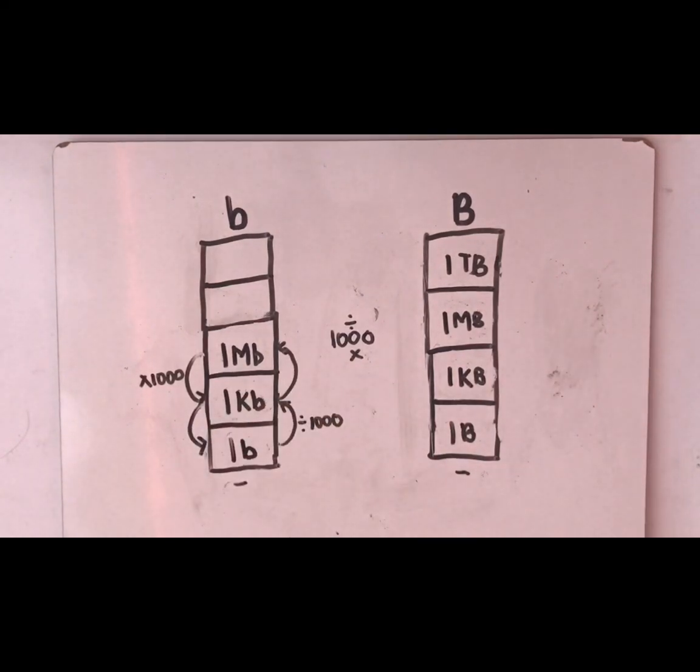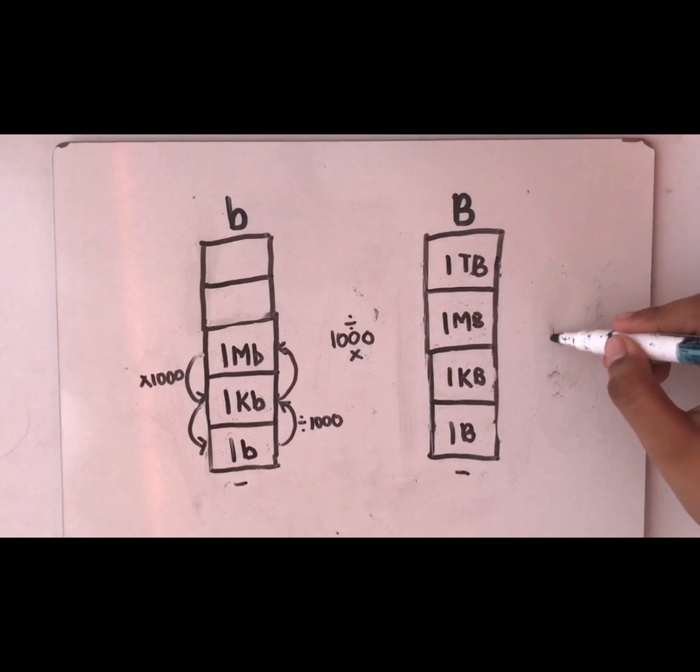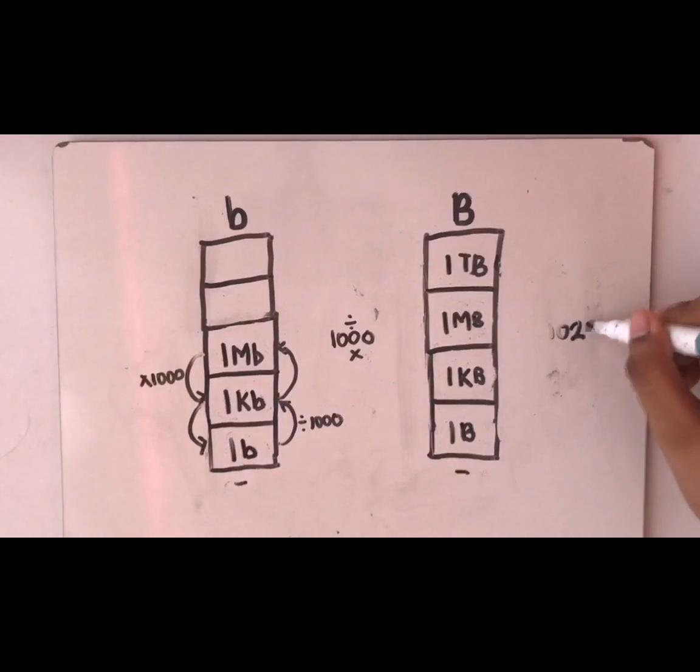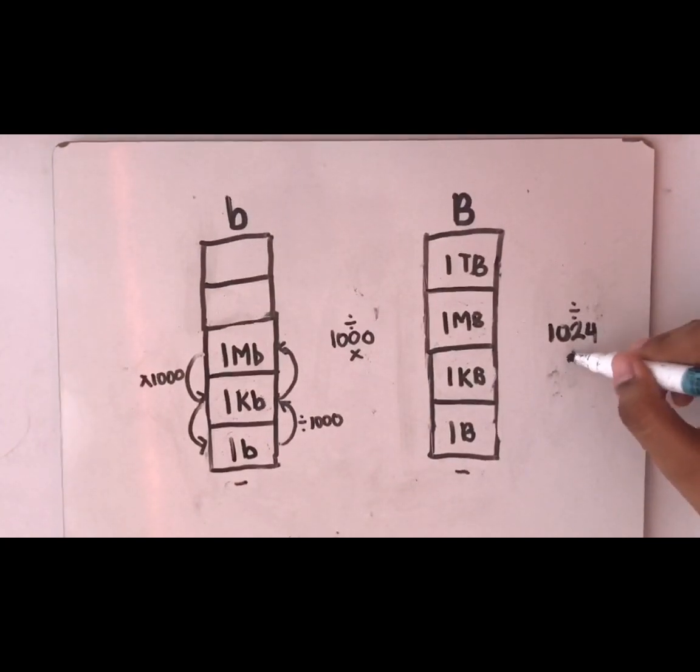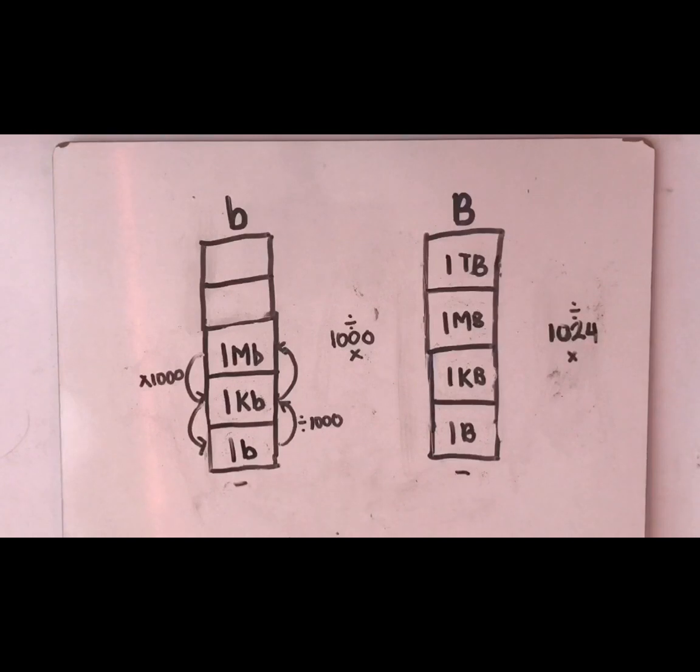In the byte ladder, it is the same method of division and multiplication as the bit ladder to convert up and down the levels of the ladder. However, in the byte ladder, rather than using 1000 as the divisor and multiplier, we will be using the number 1024. It's as simple as saying when going up, which is 1 byte up to 1 terabyte, we would be going to a pattern of dividing each and every level of byte by 1024.